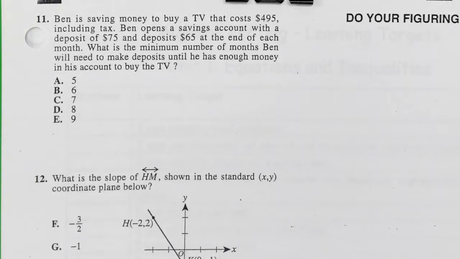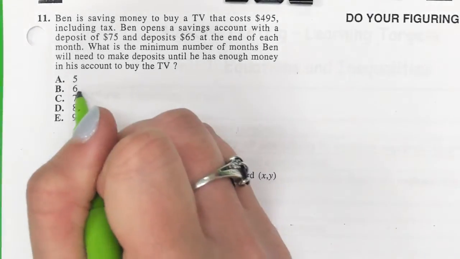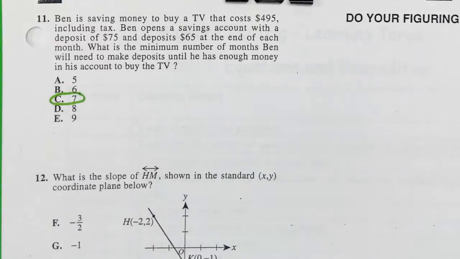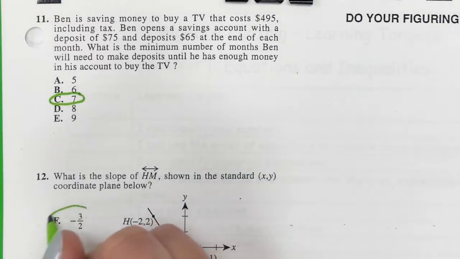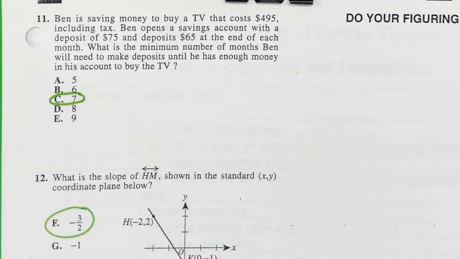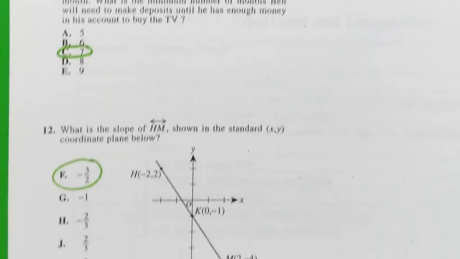What about number 11? All right, 11 you should have gotten C. And then 12 you should have gotten F. Do we need to go over 11? Anybody need to go over 11? Yeah? No? Nobody needs 11? Okay. 12? We need 12?